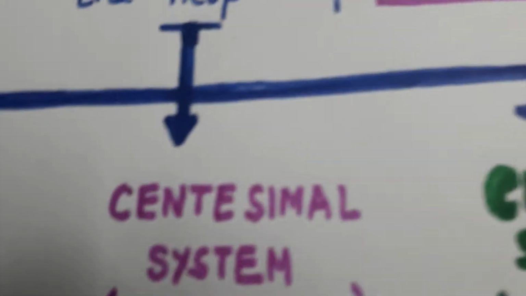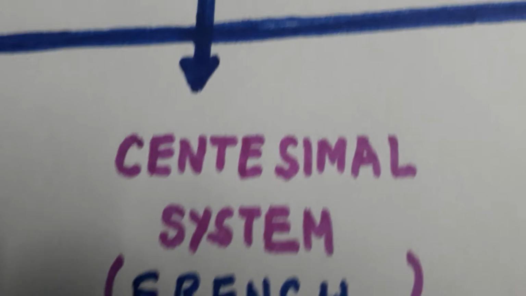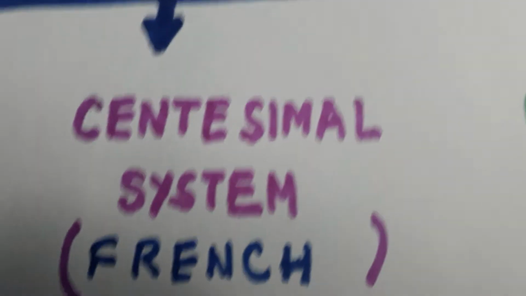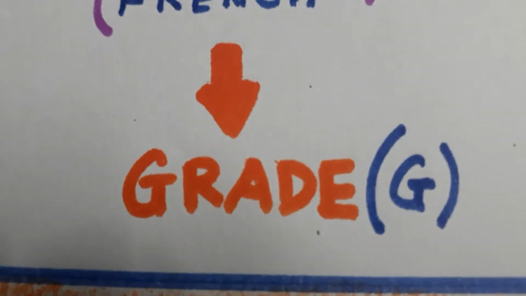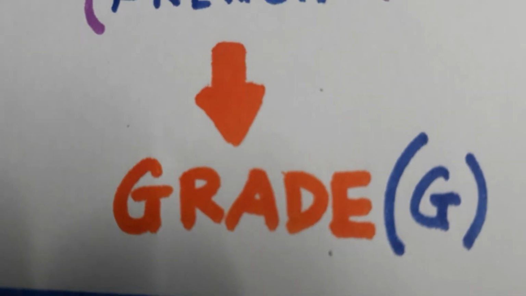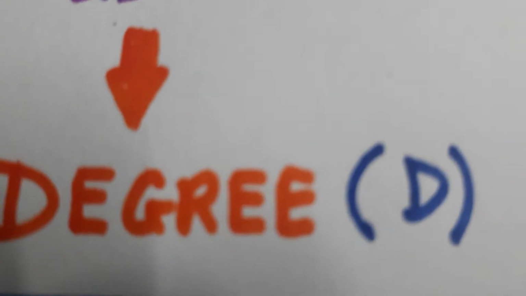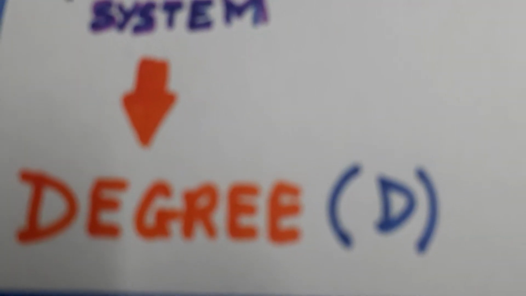Now, the second system, its name is a centesimal system. This has been derived by French people. Now, its measure is grade and denoted with capital D, whereas this is denoted with D. Degree is denoted with D.